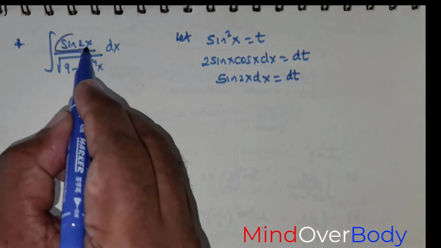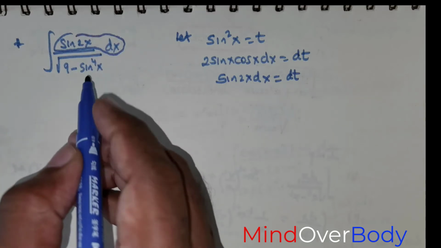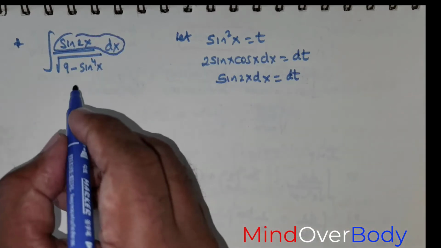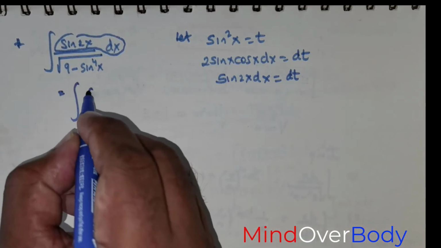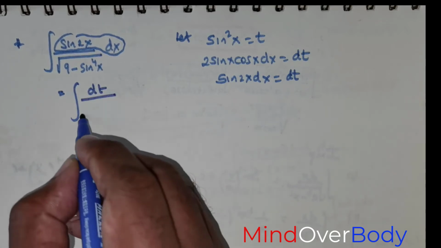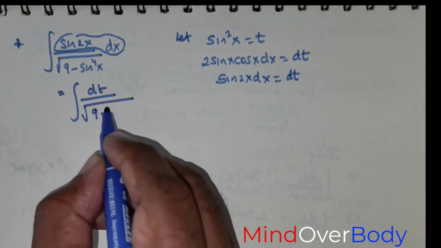So clearly we can make the substitution. Sine 2x dx can be replaced with dt. So this is going to be integral dt over square root of 9 minus.